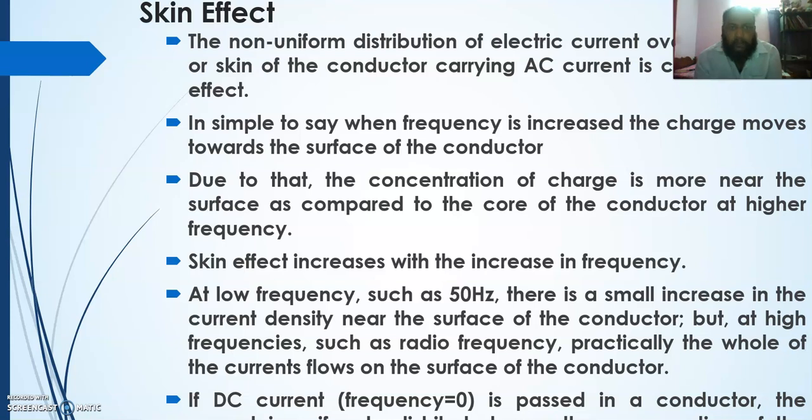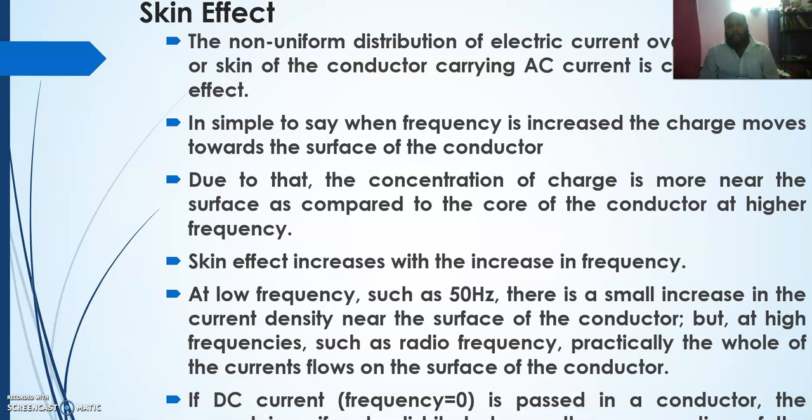Skin effect can be defined as a non-uniform distribution of electric current over the surface or skin of the conductor carrying AC current. That is the concentration difference in the conductor: the concentration of charges in the conductor varies. In the core it is very less and at the surface it will be more. In such a case, when the difference is there, we can say that as skin effect.